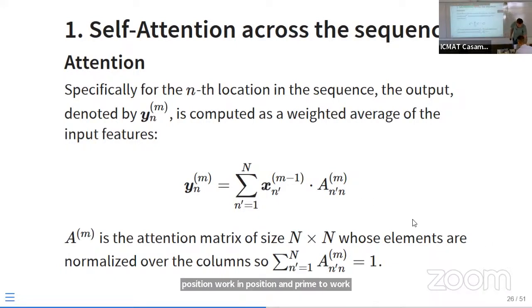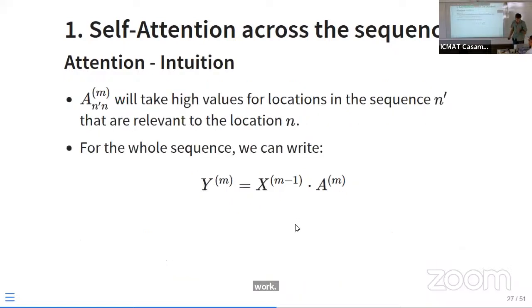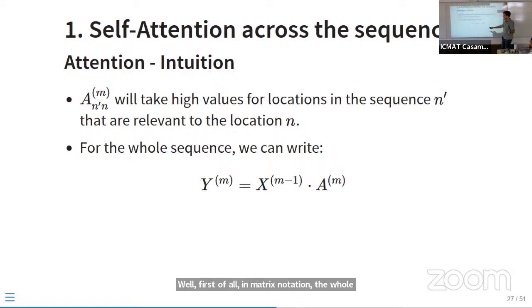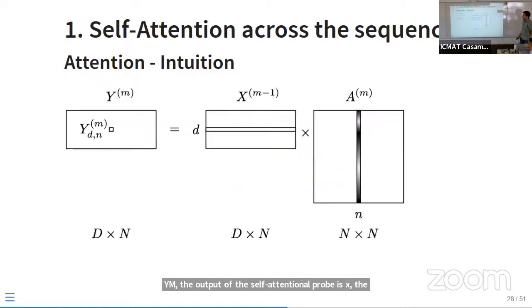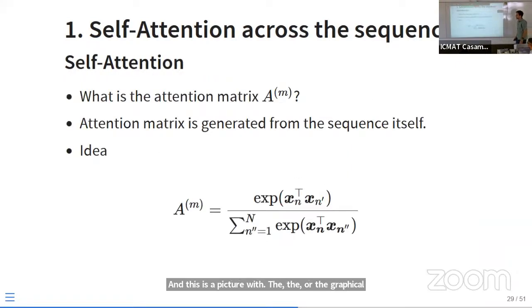But how is this matrix constructed? First of all, in matrix notation, the whole operation over the sequence is this one: Ym, the output of the self-attention block, is X, the input sequence, times the attention matrix. And this is a picture with the intuition, the graphical representation of what's being done. But what is the self-attention? Self-attention somehow needs to indicate to us when our position is relevant to another.